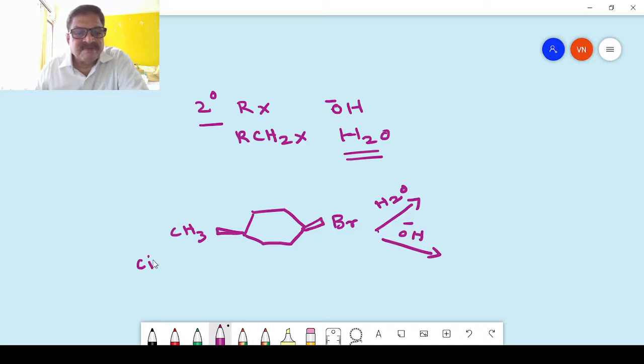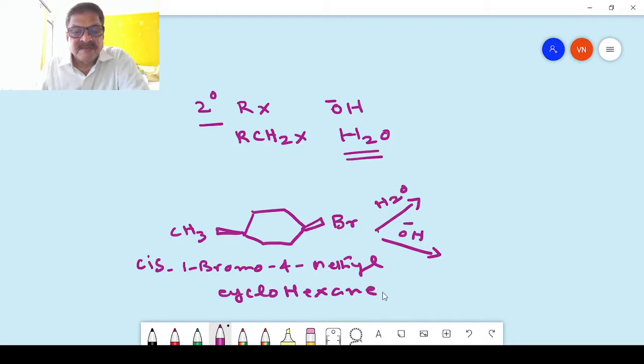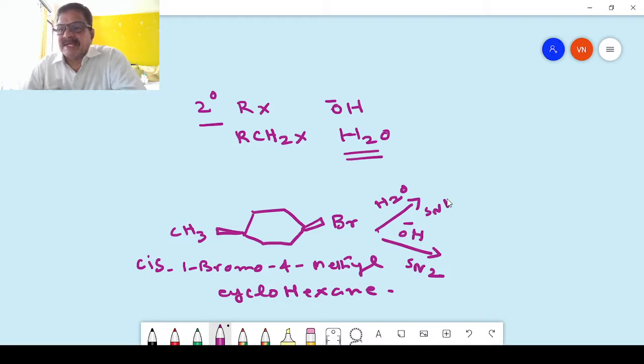This compound is cis, because the CH3 group and the bromine are on the same side of the ring here. So this is cis 1-bromo-4-methylcyclohexane, the compound we have just taken. It can react with a strong nucleophile like OH minus, sodium hydroxide or whatever it is, and with H2O, a weak nucleophile. The strong nucleophile will favor the Sn2 mechanism, and a weak nucleophile favors the Sn1 mechanism here.